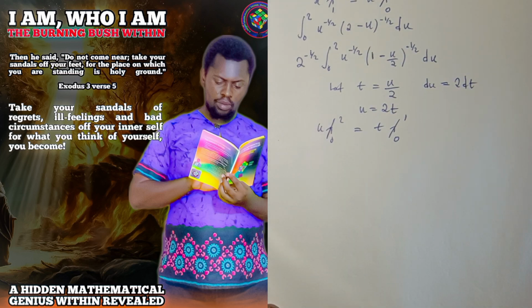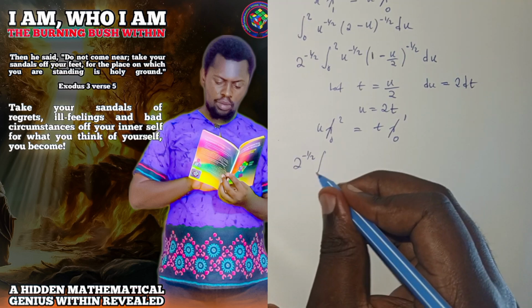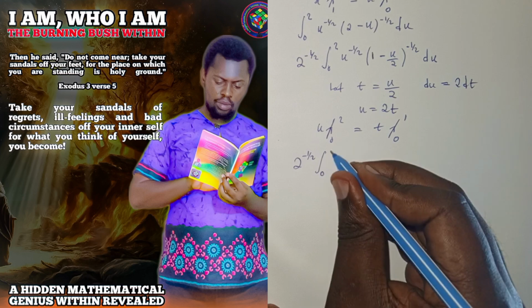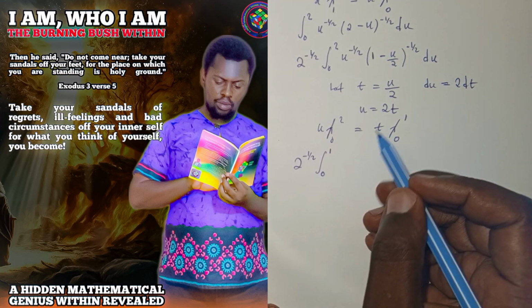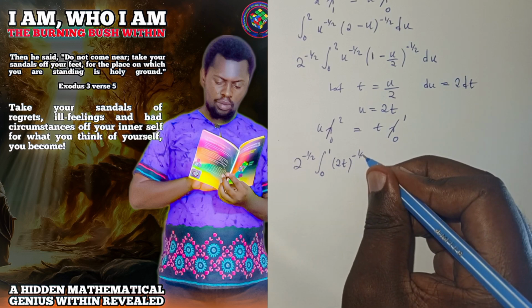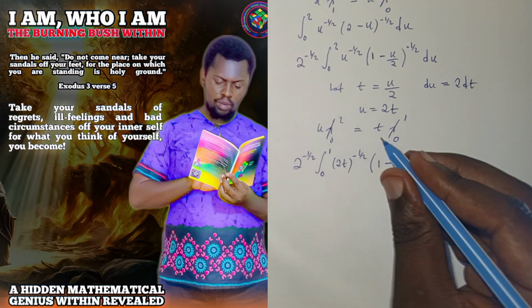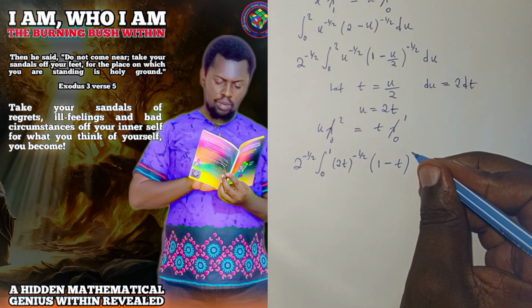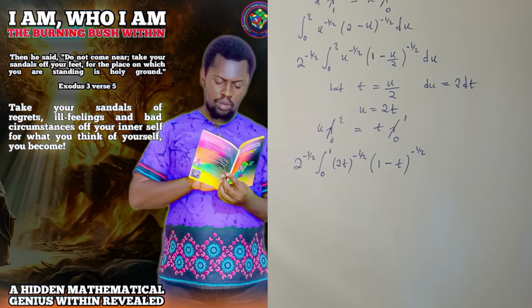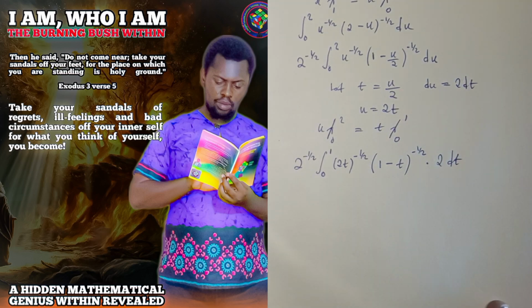So we have 2 to the power minus 1 over 2. Then the integral, the limits from 0 to 1. Where there is u, it's 2t. So 2t to the power minus 1 over 2. 1 minus u over 2 is 1 minus t, so 1 minus t to the power minus 1 over 2. Then where there is du, it's 2 dt. So you can see that we are almost there.